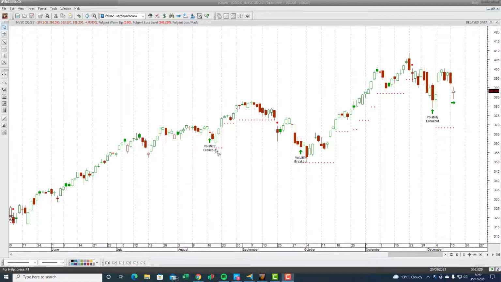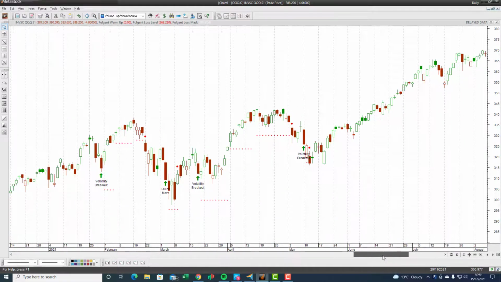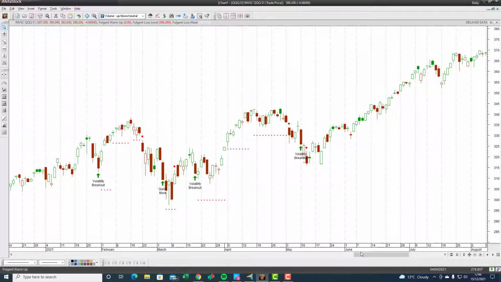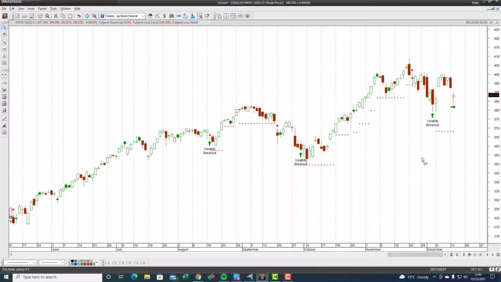We can see we've had some really great trades the last couple of months, caught most of the rallies here, even the big March correction there, and it keeps on going. Now, the most recent signal is a volatility breakout, and the stop loss is very wide. The AI adjusts the stop loss to accommodate the volatility, so it's a very wide stop loss. So this trade setup, this volatility breakout, should last into the year end.